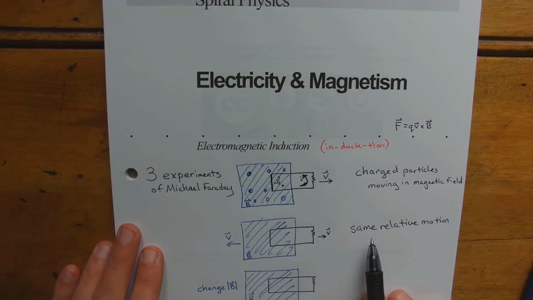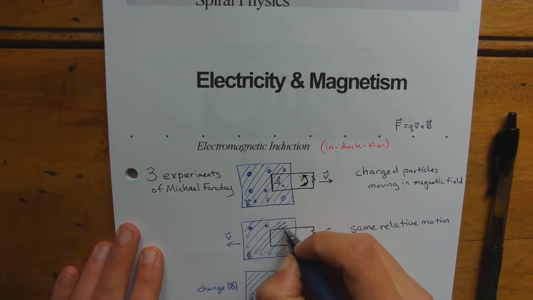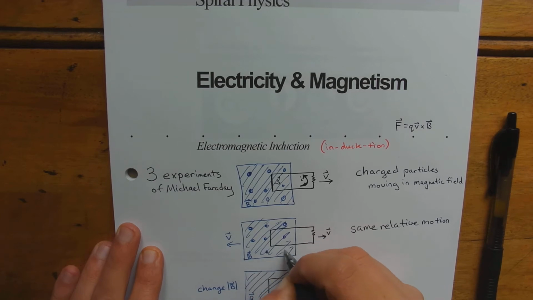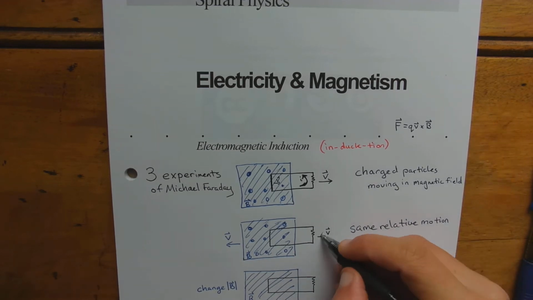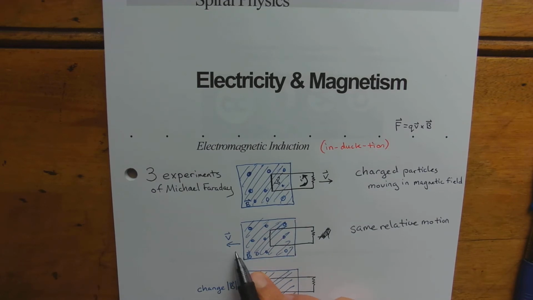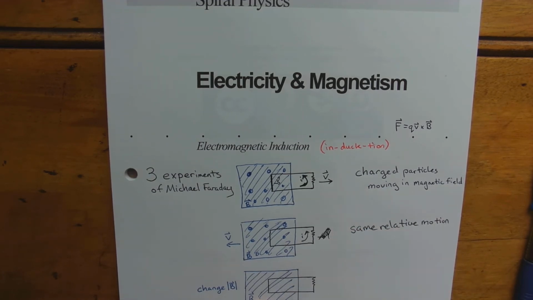In the second experiment, we have the same relative motion, but now we're going to move the magnetic field instead of moving the loop of wire. We're still going to have the magnetic field pointing out of the page. If you take Physics 262 next semester, you will see that the relative motion is the only thing that matters, so it really shouldn't matter. Whoops, the loop is not supposed to move there. The loop is supposed to be still, and you move the wire. It's only the relative motion that matters, so you should still get a current induced in the same direction because the relative motion is the same.